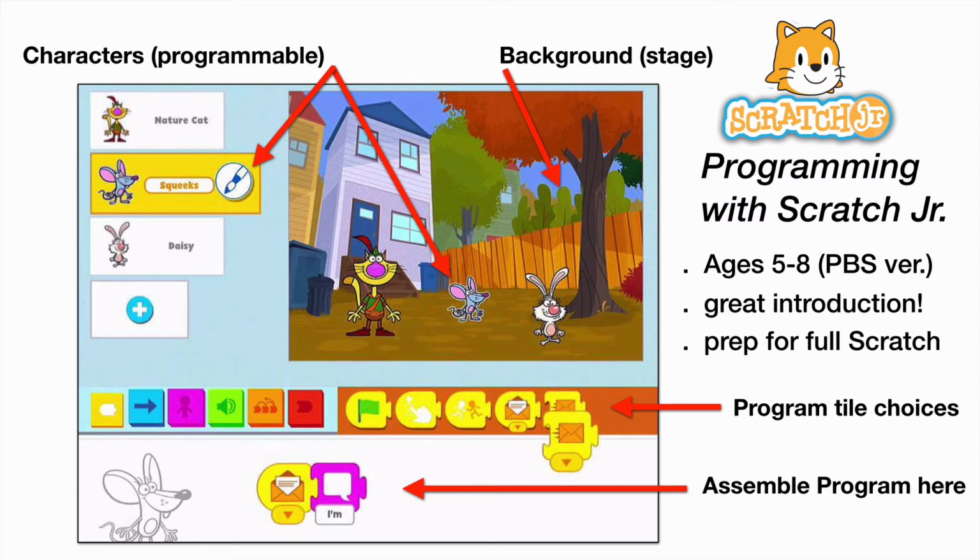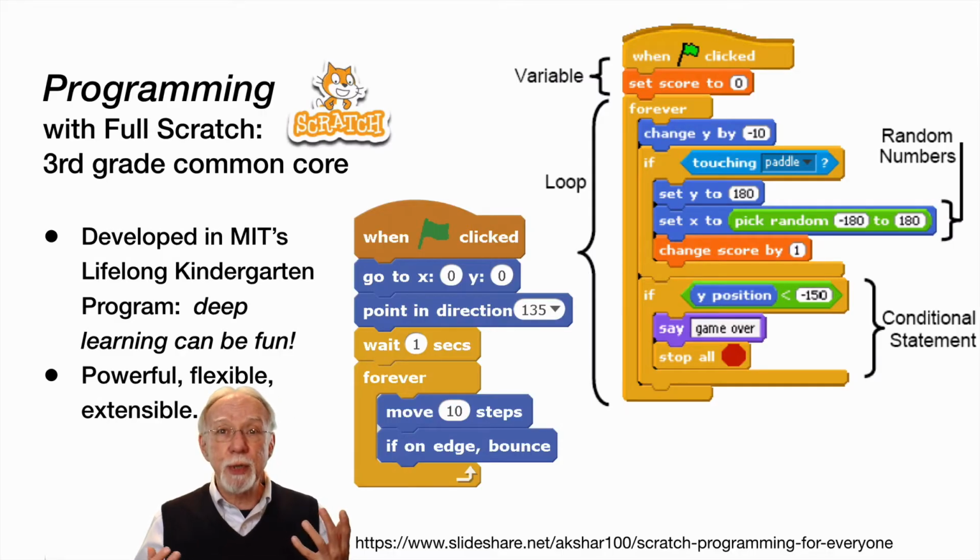It's designed for kids from 5 to 8, very roughly. And kids could choose a background for a digitized animated story that they'll tell. They can select characters. There are 3 in this story. Each character can be programmed from the tiles that you see in that bar in the middle, and the kids assemble their program by putting the tiles together in that white space at the bottom. Great introduction to programming, and it prepares kids for the full Scratch program.